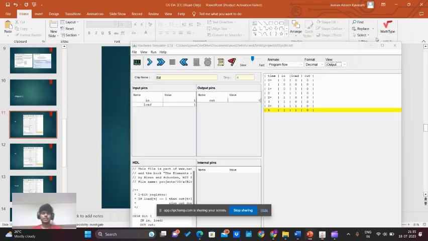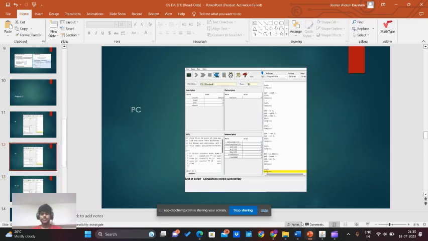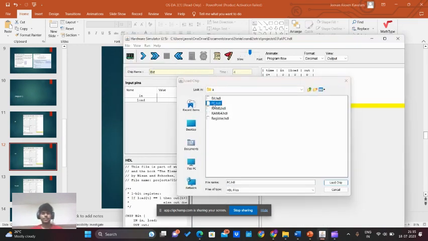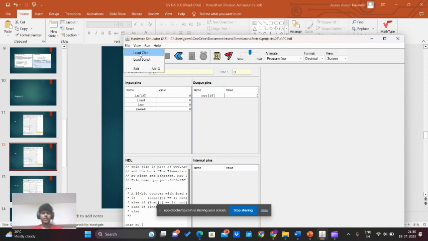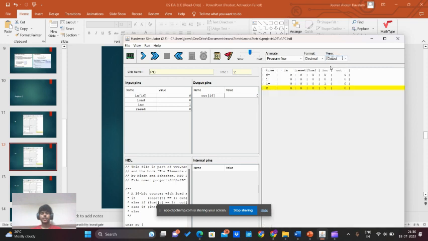Now I will show you the hardware simulation for the PC. We have loaded the PC with the hardware description language and the input pins and the output pins as well as a dummy value. Then we are going to run the test script file. After running the test script file, the output is loaded over here.